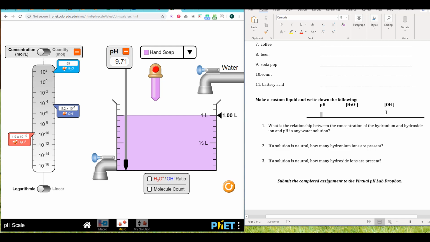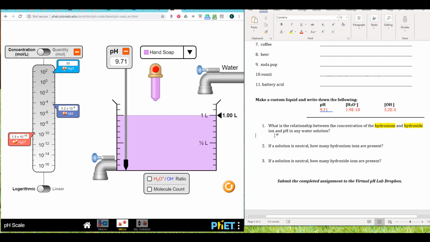Okay, so it's not letting me do that. Okay, it's going to have a pH of, I'll write it here, 9.71. The H3O plus concentration is going to be 1.9 e to the negative 10. And then the OH minus concentration is 5.2 e to the negative 5. Okay? And then it says, what is the relationship between the concentration of hydronium and hydroxide? Okay?